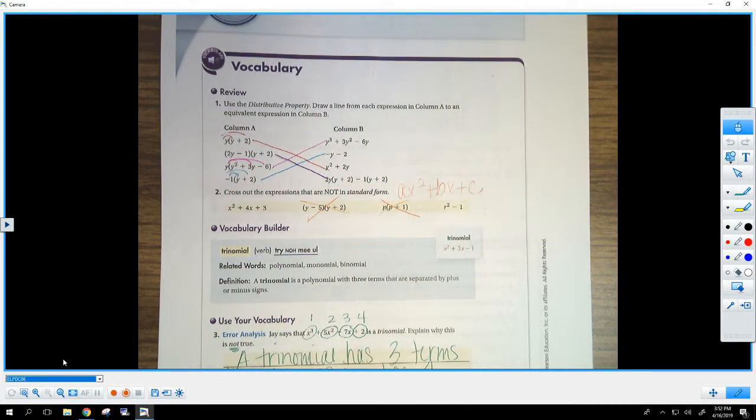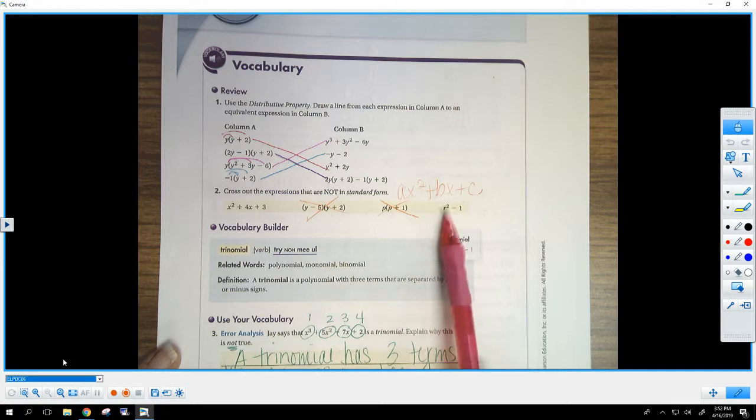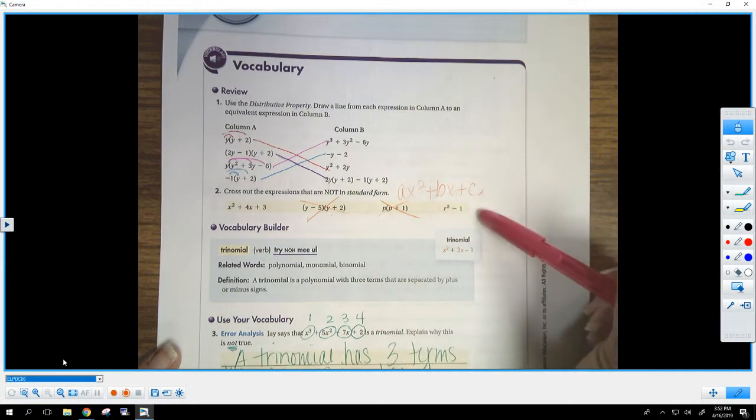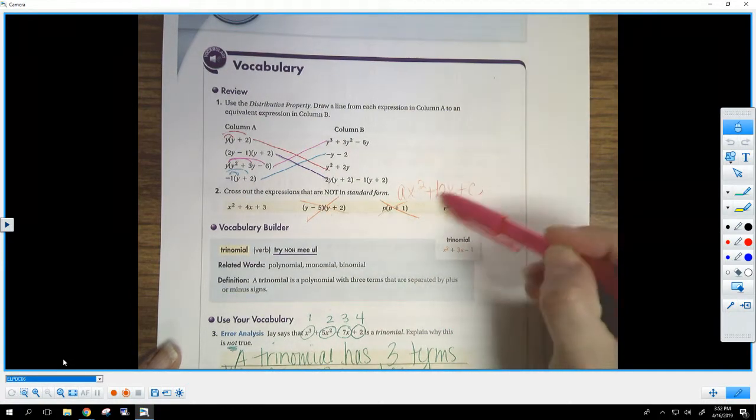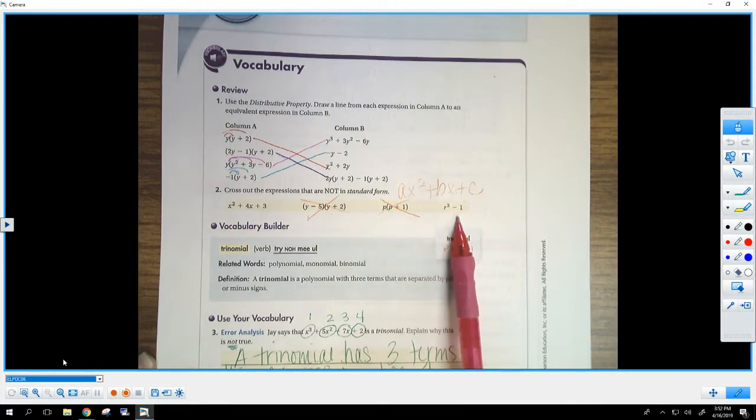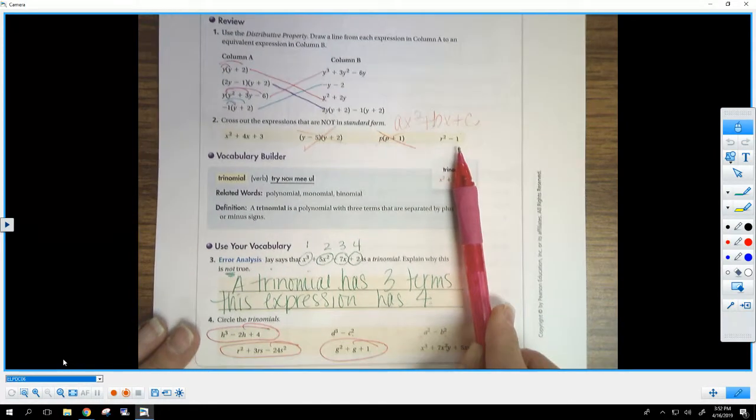So cross out the expressions that are not in standard form. Remember, standard form is ax squared plus bx plus c. 3 terms: squared, 1x, none. This is parentheses, so not the case. There's a distributive property, so not the case. This one is in the form because, sometimes when we have difference of squares, there is no middle term. So that does qualify as standard form.